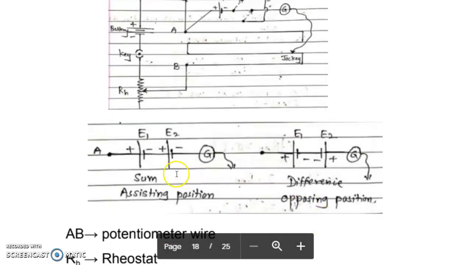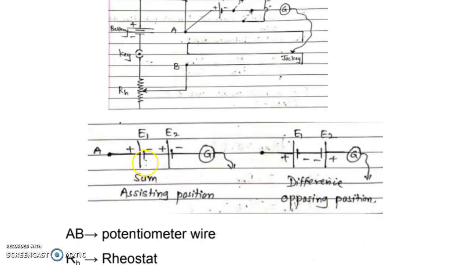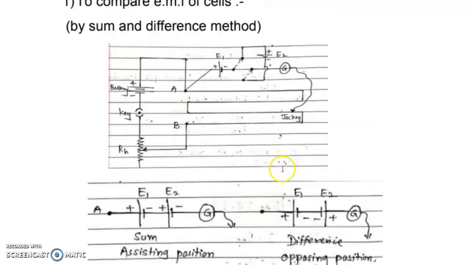What I mean by connecting cells in the assisting position is how we usually connect cells in our remote control or in a torch, where the cells assist each other. The total EMF will be equal to E1 plus E2, whereas if you have the cells sending currents in the opposite direction, they will be opposing each other. In this case, EMF will be equal to the difference of these two. If E1 is greater than E2, it will be equal to E1 minus E2. Here we are considering cell E1 to be of a greater EMF than E2.